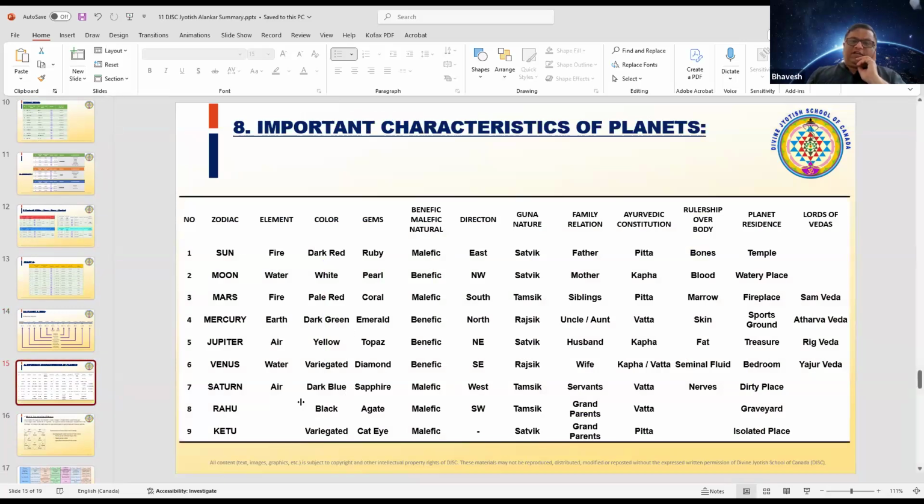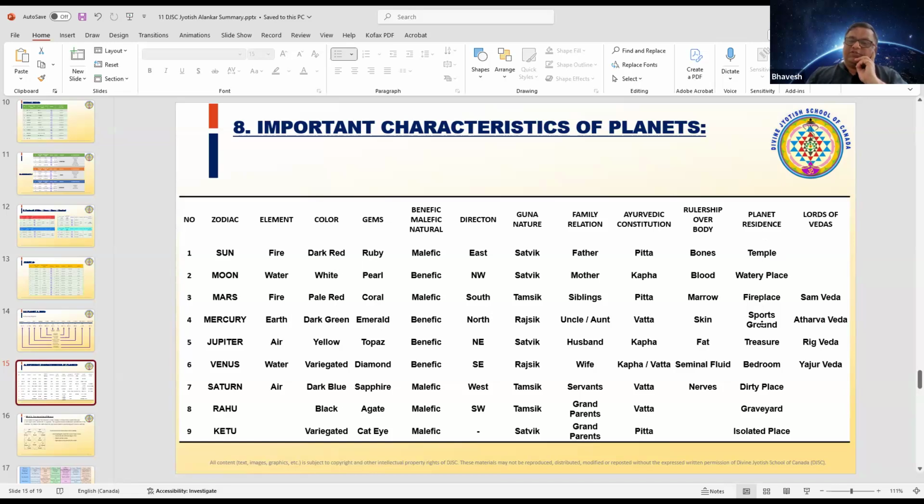And here there are more characteristics of each of the planets. What are the elements they represent? What are the color, gems, benefic, malefic in general? So this is a natural benefic, natural malefic. What are the direction it represents? What are the gunas, sattvic, rajasic or tamasic? Family relation, Ayurvedic constitution, rulership over the body, and what are the residents of the planet in particular.